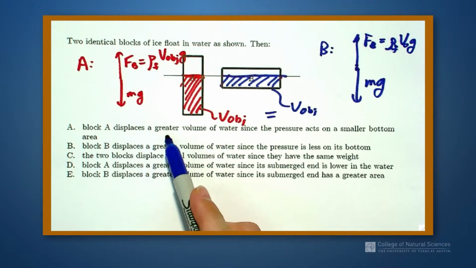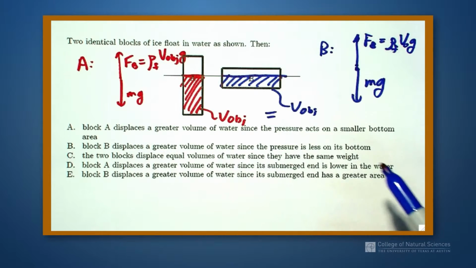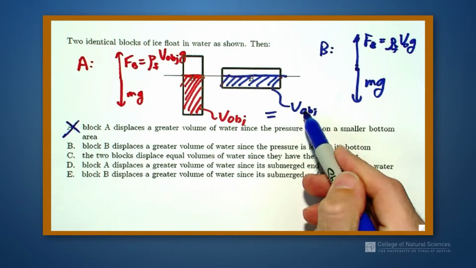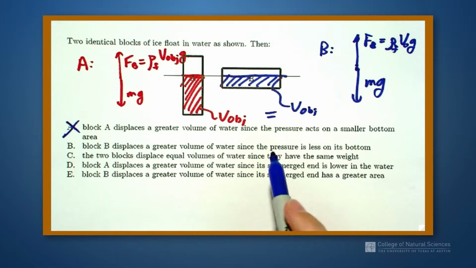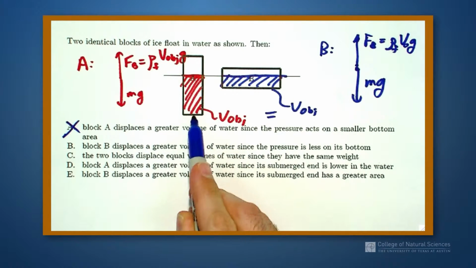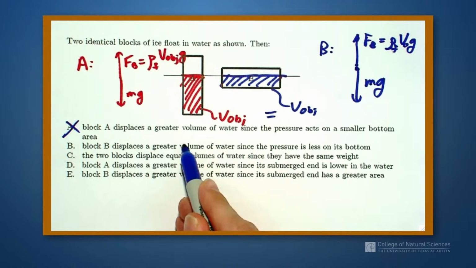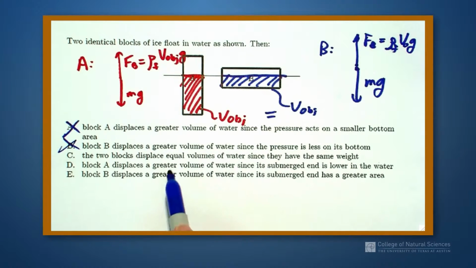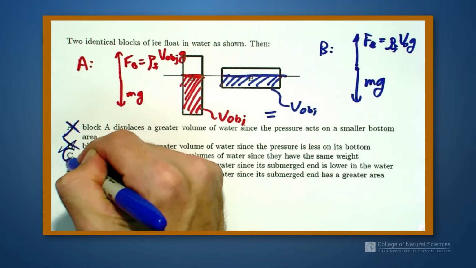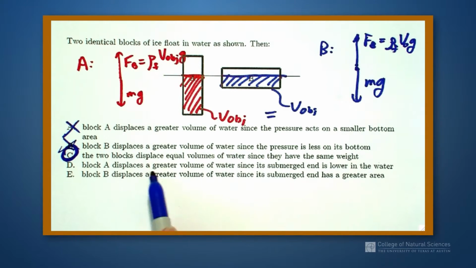So let's look through the answers and see if we've answered our question, because I think we have. It says that block A displaces greater volume of water. Nope, they displace the same amount of water, right? The same amount of submerged volume would displace the same amount of water. Block B displaces more water? Nope. They displace equal volumes of water since they have the same weight. That looks like our right answer, but let's continue on.